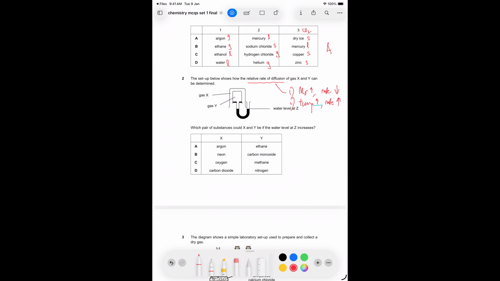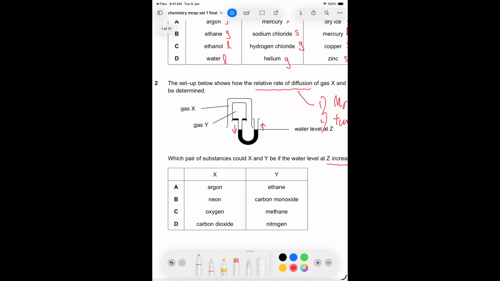Okay, so which pair of substances X and Y could be if the water level at X increases? So this is the keyword. So the water level at X increases, so here has to go down. So in other words, gas X is outside the beaker, Y will be inside. In order for the water level at the left arm to decrease, your gas X must enter much faster than Y is coming out. So X must go in faster.